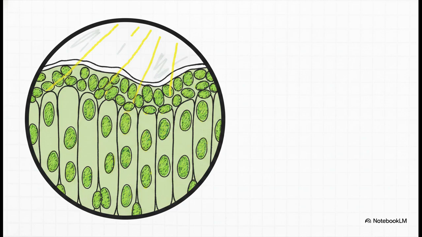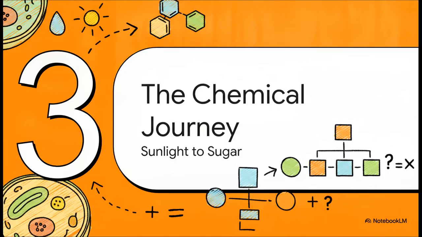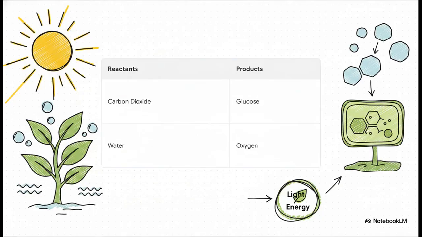We're zooming in to find these vertically aligned palisade mesophyll cells. Notice how densely packed they are with chloroplasts? Those green dots are the absolute powerhouses of the plant. They sit right at the very top of the cell layer to intercept the maximum amount of light coming through that transparent cuticle. Section 3. The chemical journey. Let's map the variables. We have a super clear input and output system here on our flowchart.